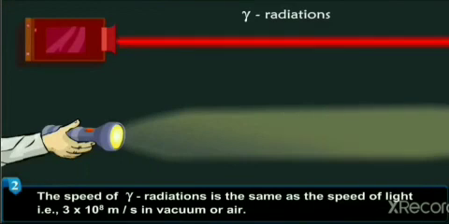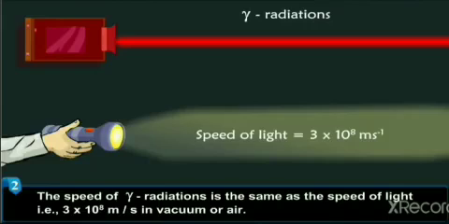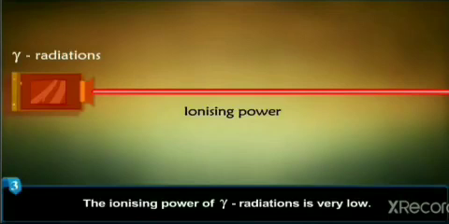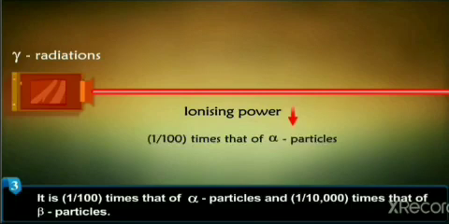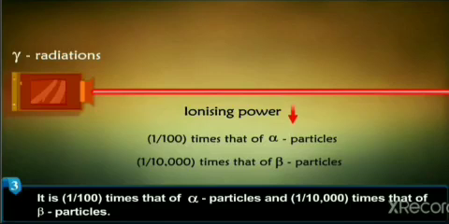2. The speed of gamma radiations is the same as the speed of light, that is 3 × 10^8 meter per second in vacuum or air. 3. The ionizing power of gamma radiations is very low. It is 1/100 that of alpha particles and 1/10,000th that of beta particles.